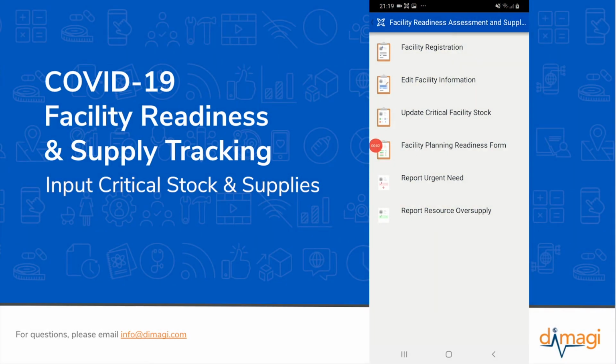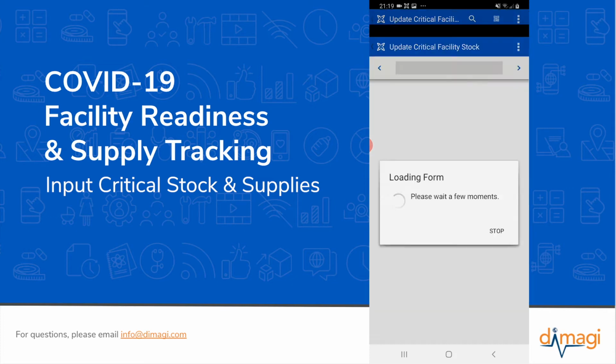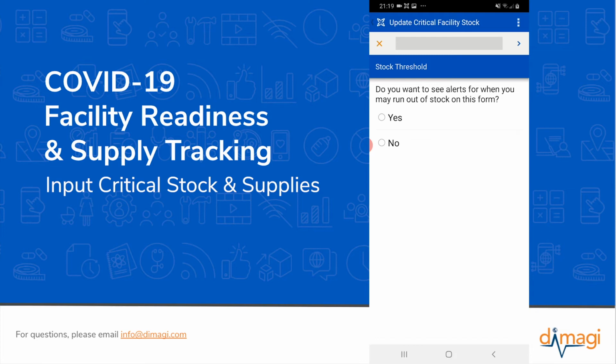Now that we've successfully registered this facility, we're going to begin by updating the critical facility stock. When we select this icon, it shows up our case list with our new facility that we just registered and the primary contact name and phone number. This is to assist the user in quickly identifying a facility if they oversee multiple. When we enter this form, we're asked if we want to see alerts for stock quantities. We're going to say yes.